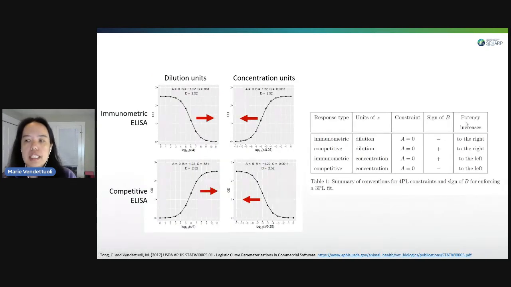Depending on whether the assay is immunometric or competitive, and whether we choose to use dilution units or concentration, a visual inspection of the horizontal shift will indicate if the test lot is of greater potency when the shift is to the right, in some cases, and to the left in others. In the set of graphs on this slide, we see that using the parameterization described previously, greater potency is always to the right when using dilution units, and changing from dilution units to concentration units corresponds to a change in the sign of the B parameter.